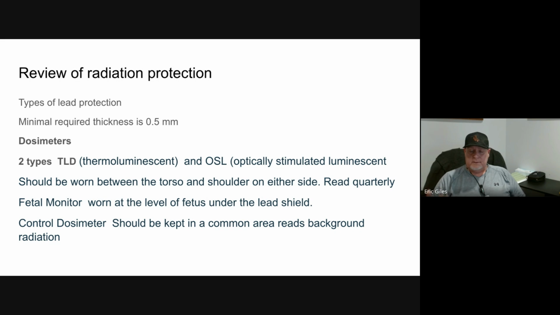Fetal monitors, if you're pregnant, we need to get you a fetal monitor. Just let us know and we get that ordered for you. It'll be at your clinic shortly. Those are to be worn at the baby level and underneath the lead apron, just so we know exactly what that baby's being exposed to. So the control dosimeter needs to be kept where the control badges are kept because it detects background radiation.